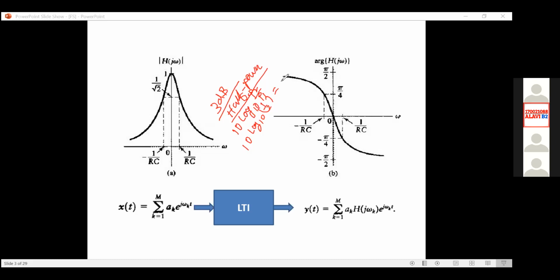Log 0.5 equal to what? 1 by root... 1 by root 2 is 0.5. Is it not equal to, say, -3? Yes, sir. So this is your -3. That means if your power is going down, say your initial power is 1 and your final power is half, then what will happen? This ratio becomes half. And if you want to express it in dB, it will be equal to -3 dB in terms of power.